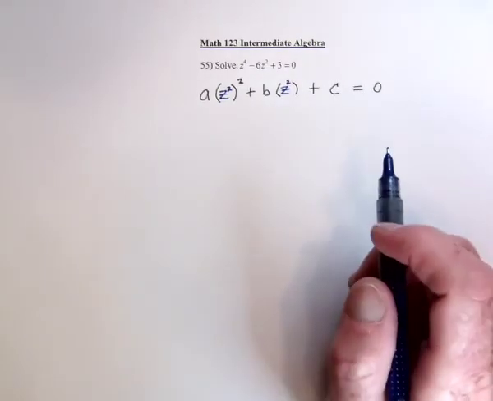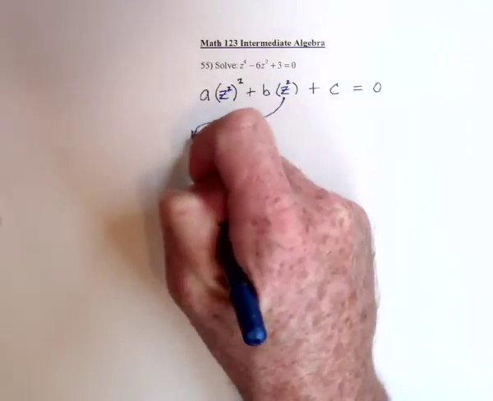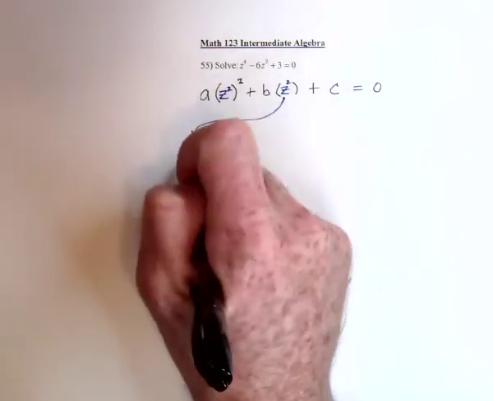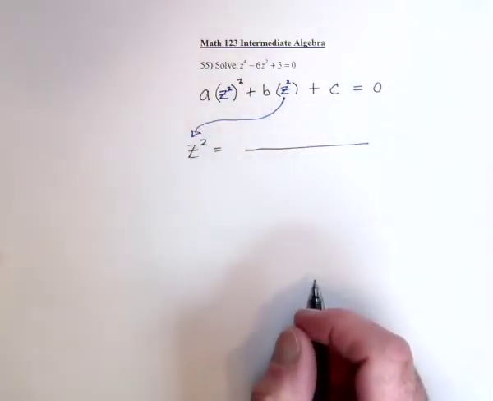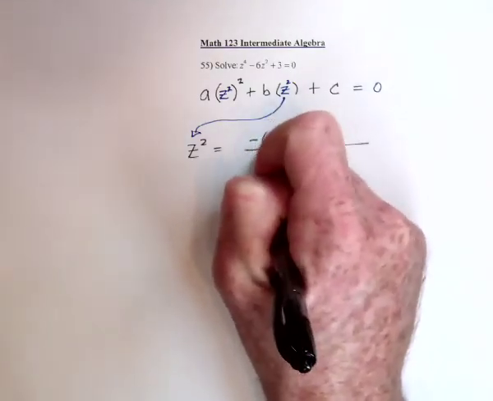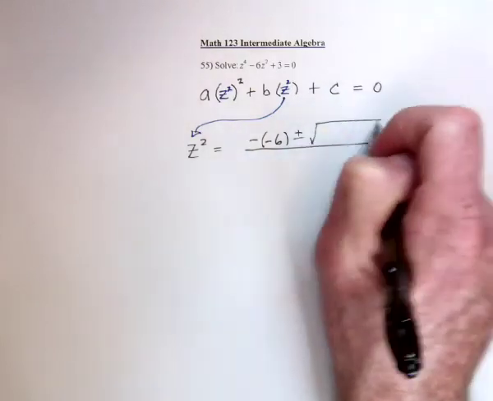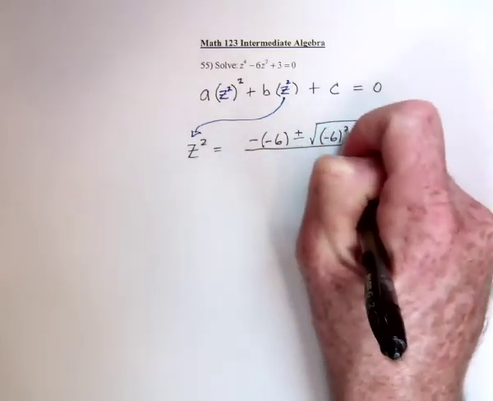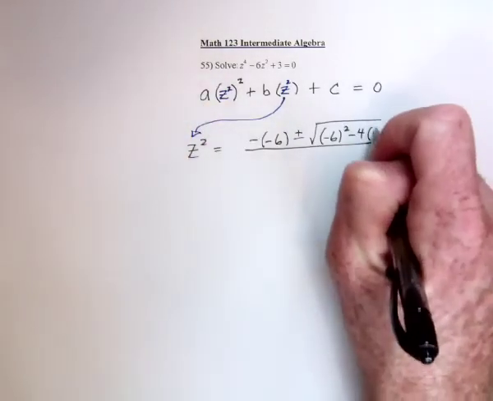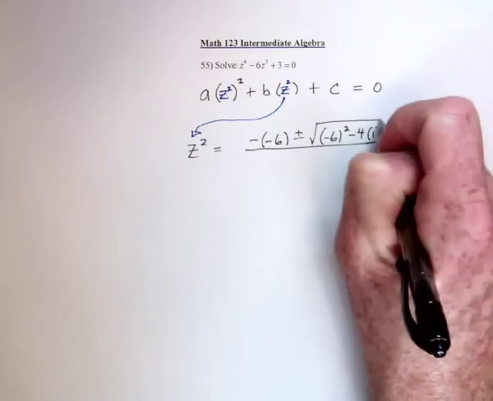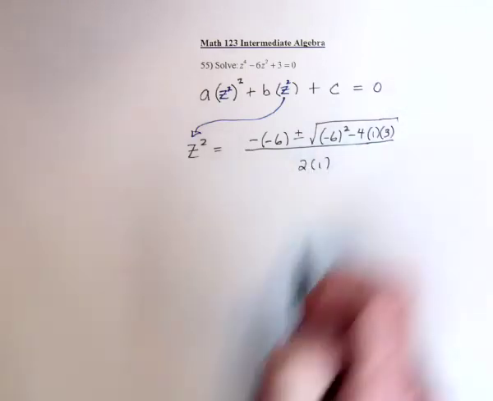So we can use the quadratic formula, but instead of it being x equals, it's going to be whatever this thing is equals. So z squared equals, and then we do the quadratic formula. So that's negative of the b term plus or minus the square root of b squared minus 4 times the a, which is a 1 in this case, times a 3. And then it's all divided by 2 times the a.